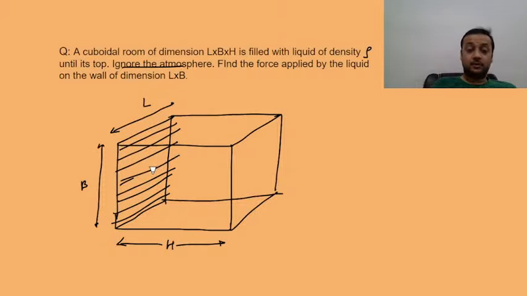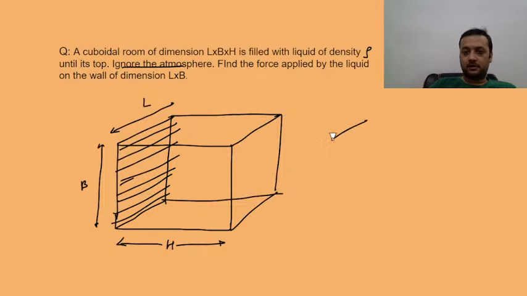Just write yes in the chat box if you knew this, and if you have done it the same way, by taking the pressure at the middle point and multiplying it by the area. How many of you have done it this way? So basically, why can you do this?